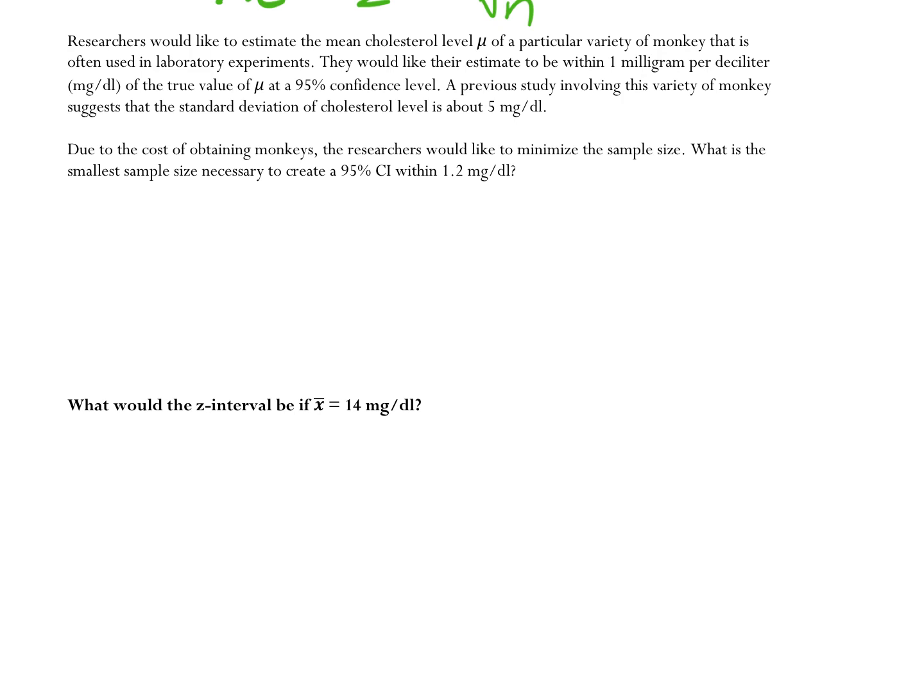All right, so if we want to be within 95% confidence and within 1.2, we need that z star times sigma over the square root of n to be less than or equal to 1.2, because that's my margin of error. What is z star? 1.96 times 5 over the square root of n, because that's what we don't know. And we want that to be less than or equal to 1.2.